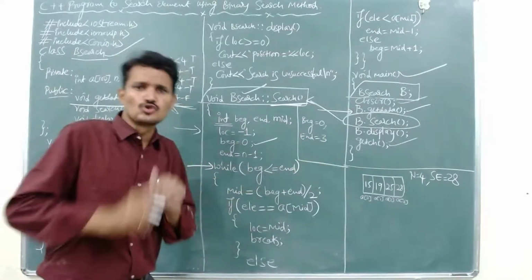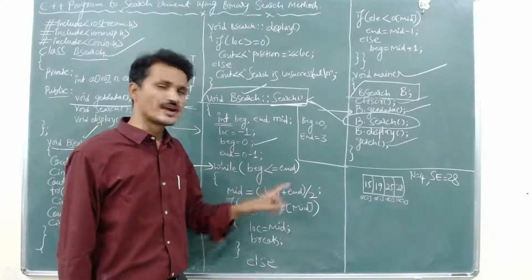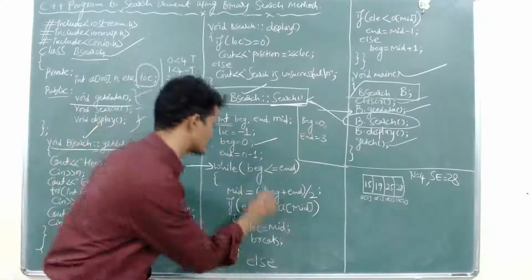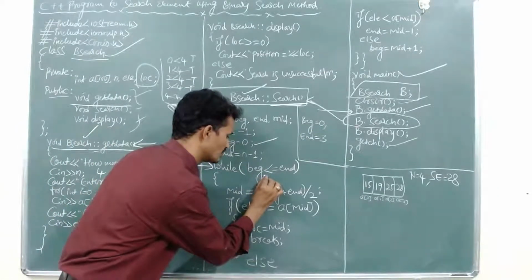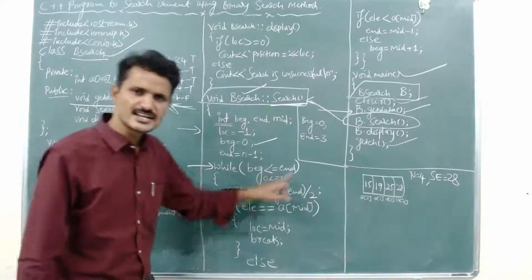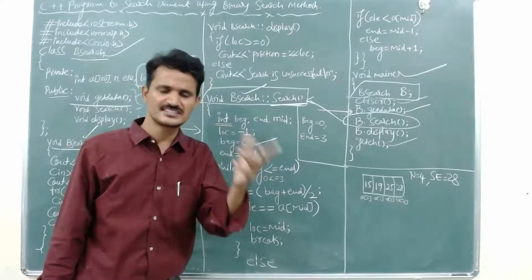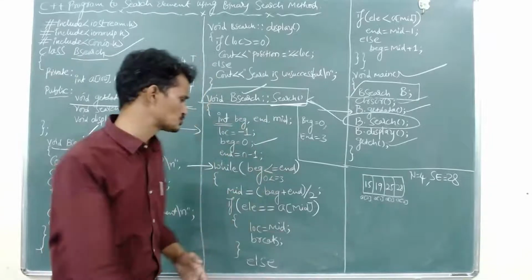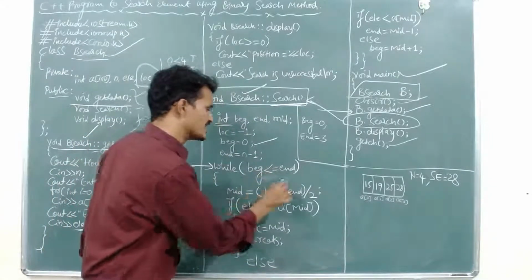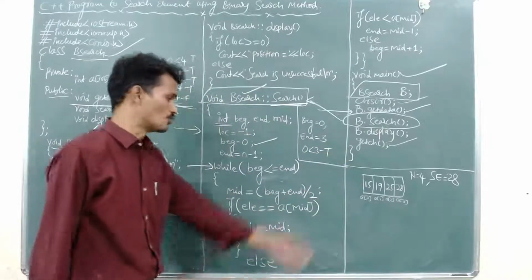We'll substitute those two values in this condition, in this while loop. Begin is less than or equal to end. I am going to substitute these two values in the expression. Have a look at this: 0 is less than or equal to 3. Yes, it is true. Of course, it is true. So 0 is less than 3 means the condition will be true.